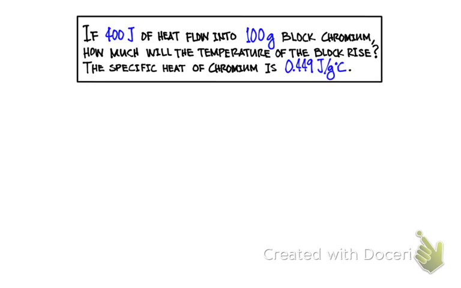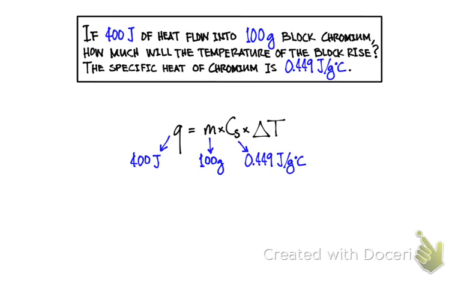Here's one last example. If 400 joules of heat flow into a 100 gram block of chromium, how much will the temperature of the block rise? The specific heat of chromium is 0.449 joules per gram degrees Celsius. Here's the equation that we will need. We are given the mass, the amount of heat, and the specific heat of the metal. Now we have to find the change in temperature, delta T.